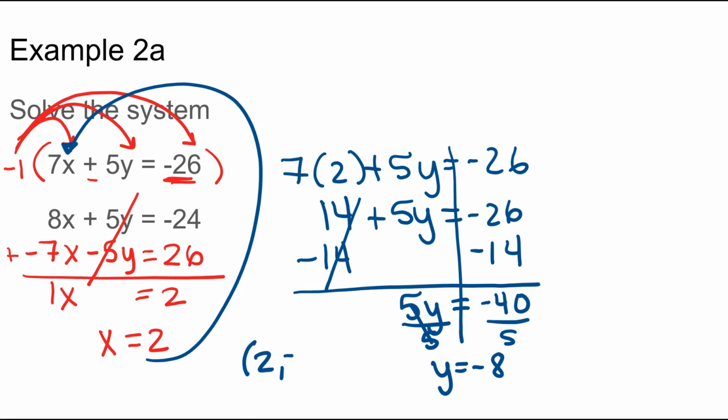So x is 2, y is negative 8. Let's just check it in that other equation. 8 times 2 plus 5 times negative 8, do we get negative 24? So type that in, 8 times 2 plus 5 times negative 8, and it does in fact work.